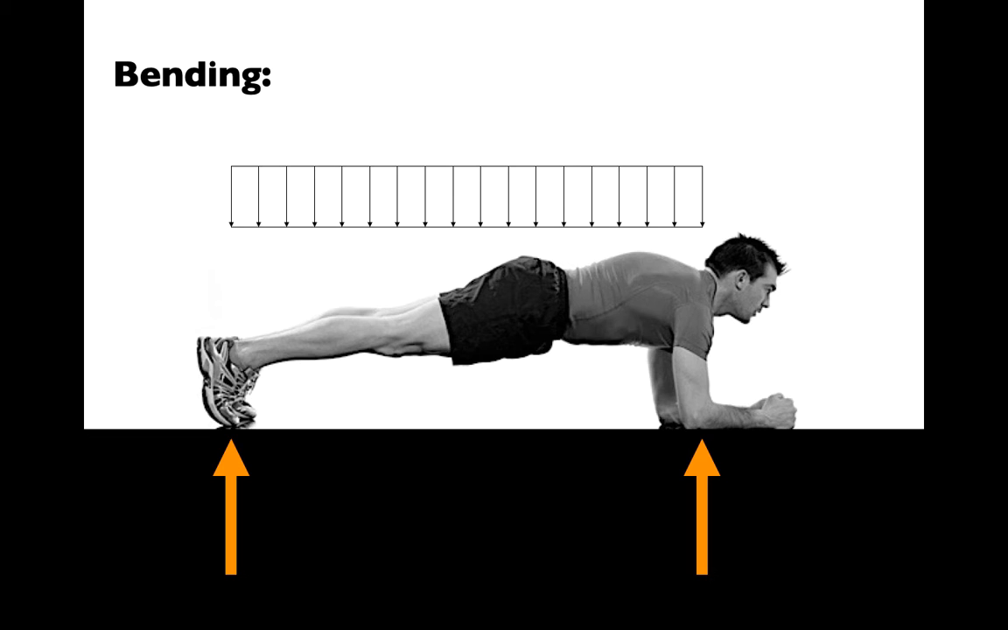A little bit more complex, though, is bending. And if you think about doing a plank, you will feel two different forces. Across your back, you'll feel compression. Your spine goes into compression to help carry the load. And across your front, your muscles go into tension, right? They tighten up trying to carry the load. You have both of these stresses acting within your body at the same time.